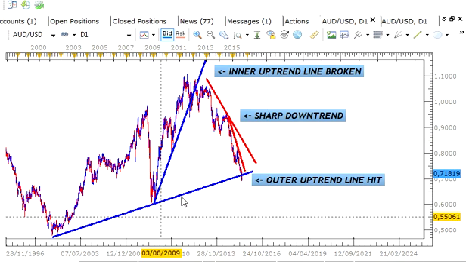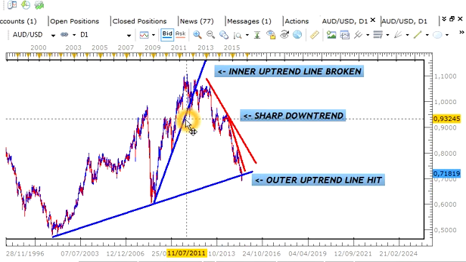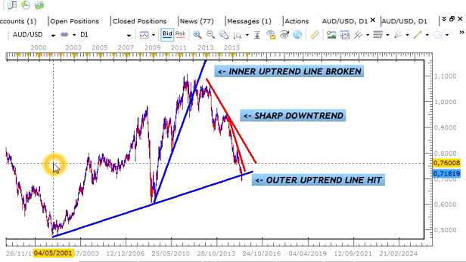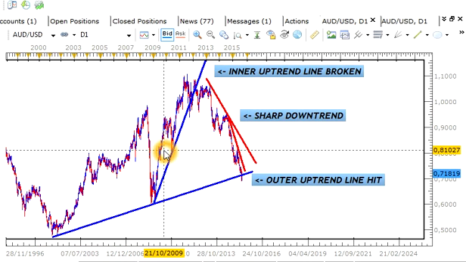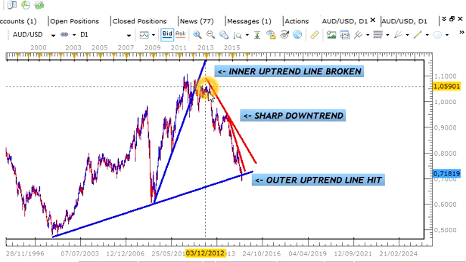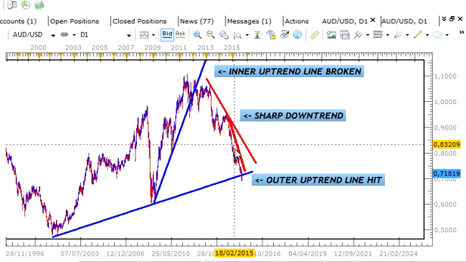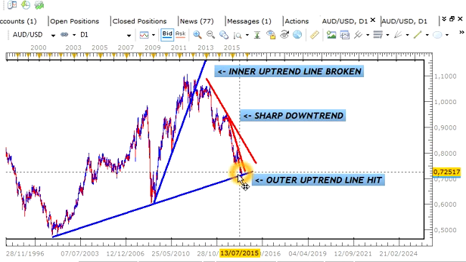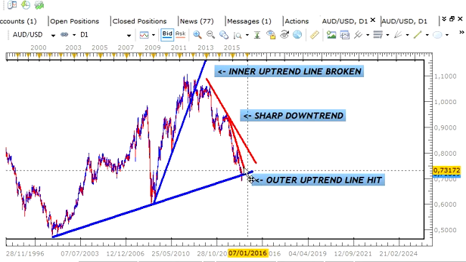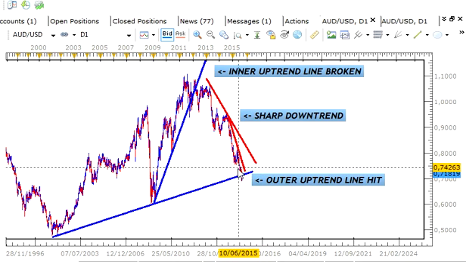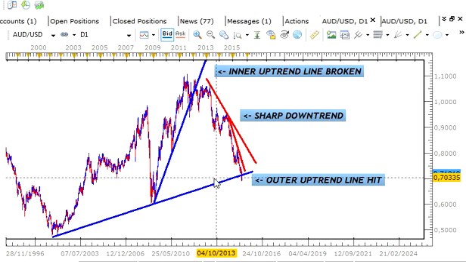Aussie US dollar. Here we see that the market has been in a very strong uptrend since 2001, and that most recently the market created a sharp downtrend as it headed back towards its outer uptrend line. So, based on what we're seeing here, we could see one of two things.